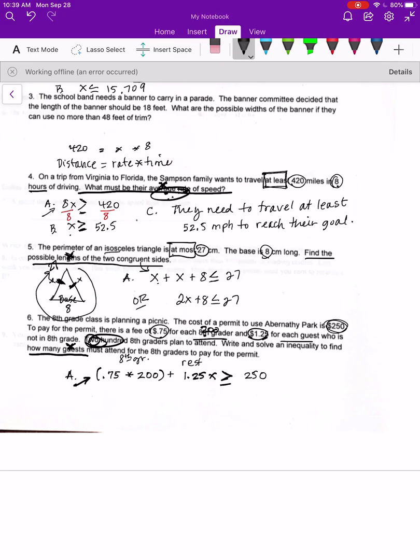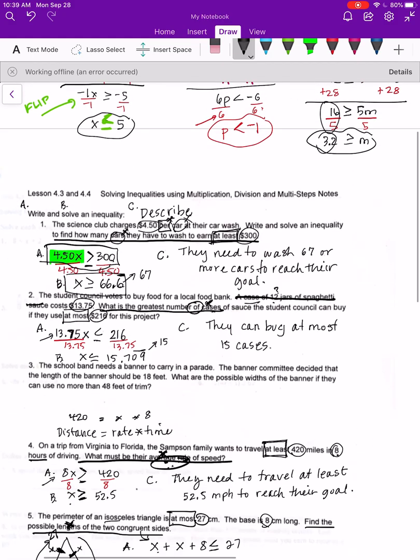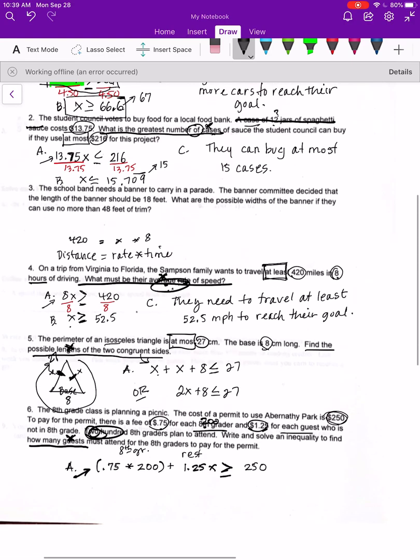All right, so inequalities with multi-steps, there they are, and inequalities with some real-world situations. All right, get going.